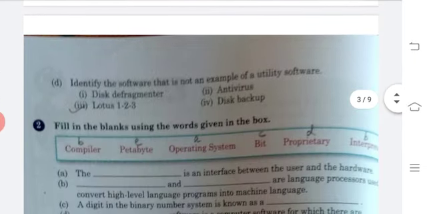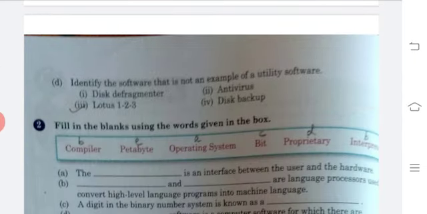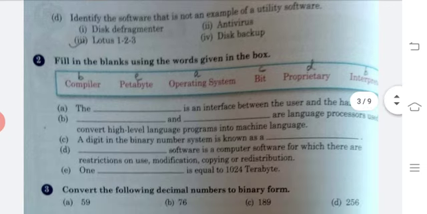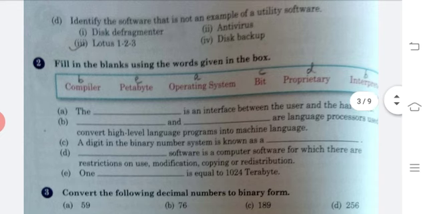The next question is identify the software that is not an example of utility software. So utility software means the software that protects our computer. So here disk defragmenter, antivirus, disk backup, all are utility software, but Lotus 123 is not utility software. So all of you write Lotus 123. Okay. So now the second one is fill in the blanks.